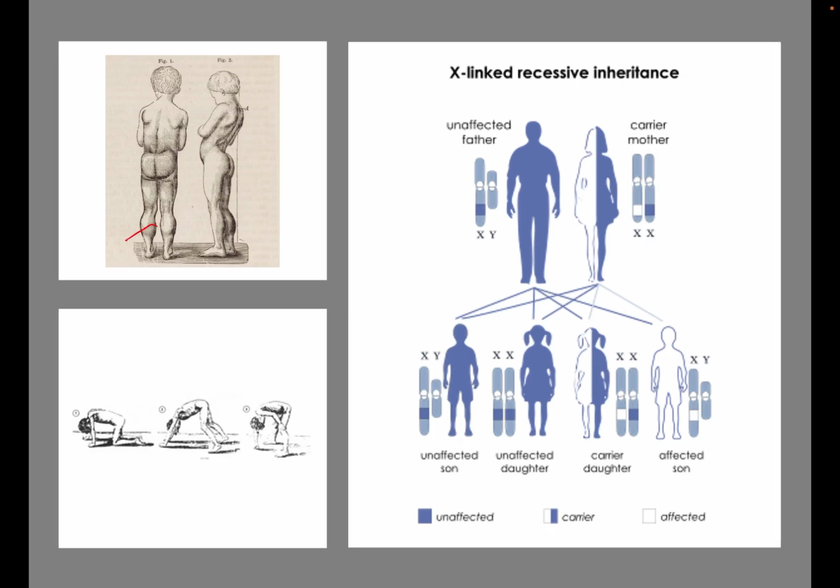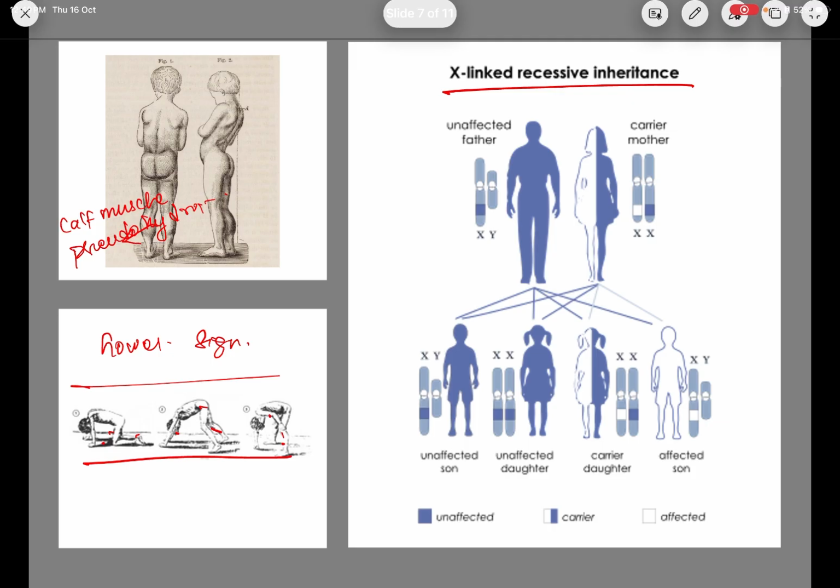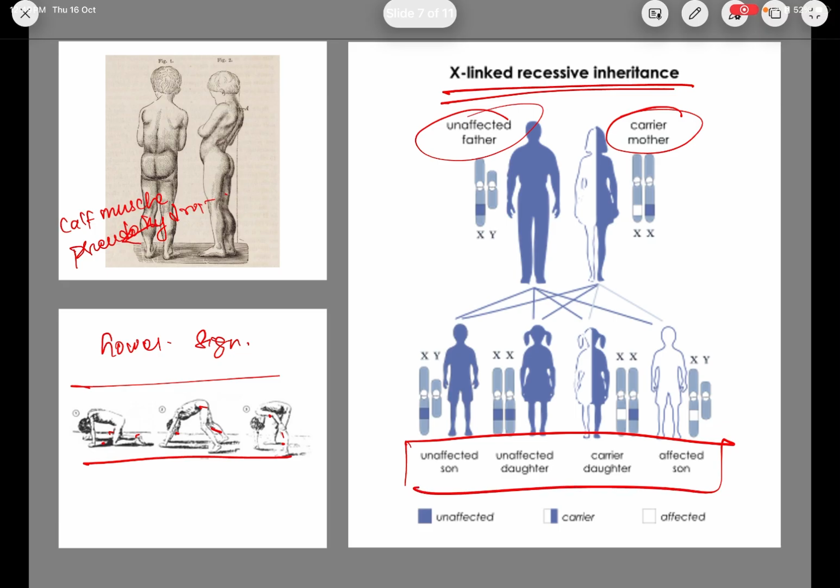So this is the calf muscle pseudo-hypertrophy, which is typically seen in Duchenne muscular dystrophy, and this is what we call Gower sign, where the child climbs up onto himself. And this is the mechanism of transmission, wherein an unaffected father and a carrier mother, when they marry and have children, there is a 1 in 4 chance of having an affected son.